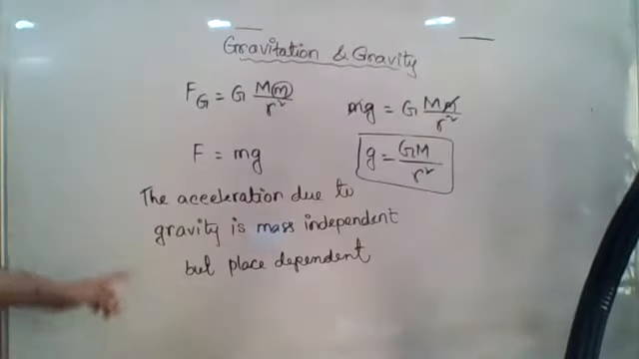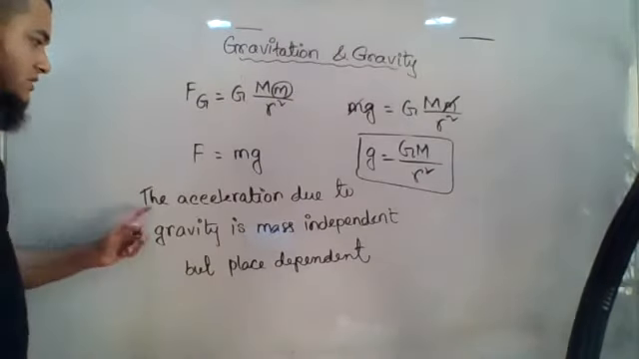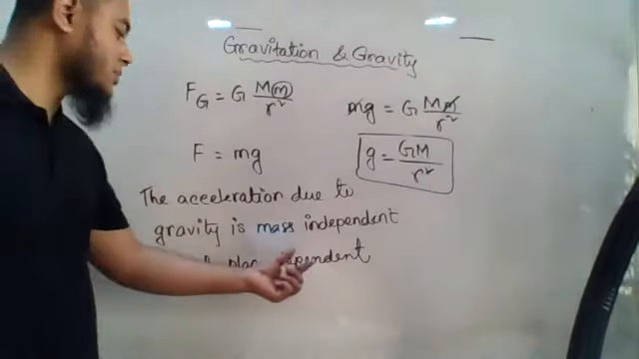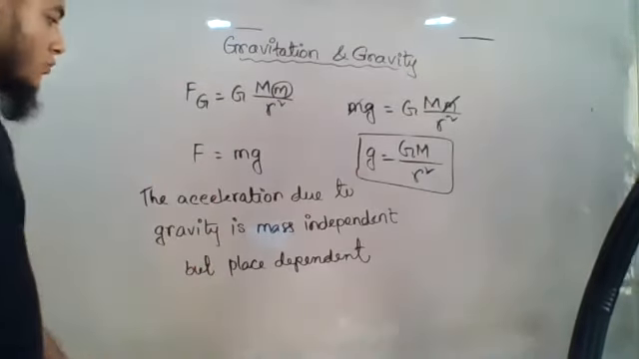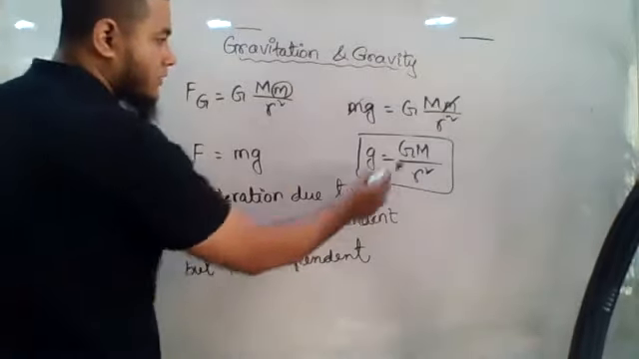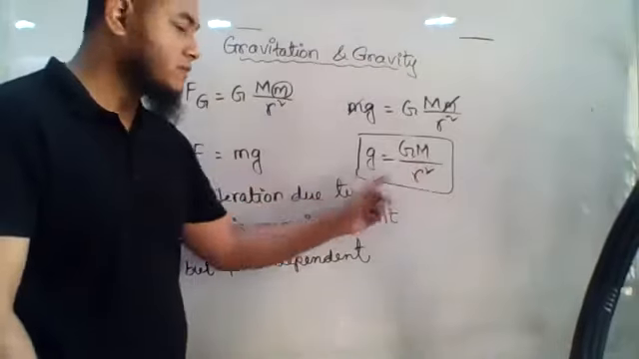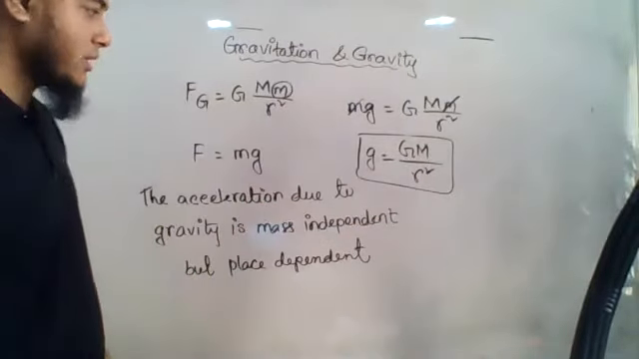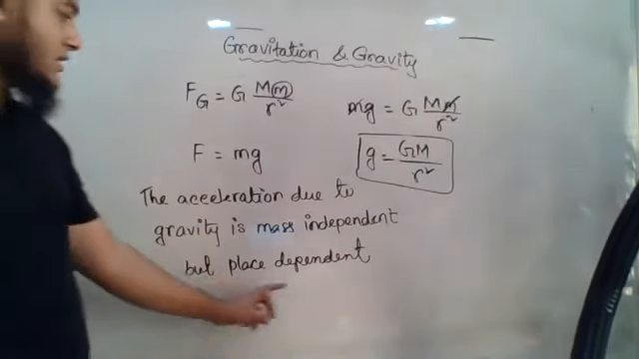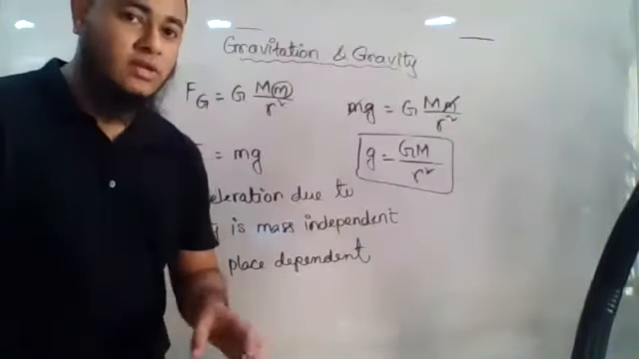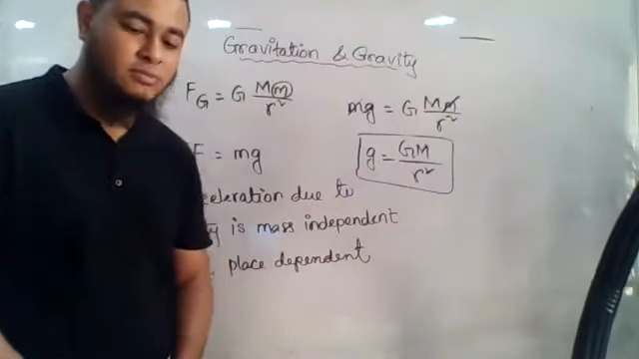So for 2 marks sometimes this question is asked: the acceleration due to gravity is mass independent but place dependent, explain. So why is it mass independent? We already understood that, because the mass of the body is not present in the equation of g. So it will be mass independent, it will not depend on the mass. But it is place dependent, it depends on where you are measuring or calculating g. Why is it place dependent?